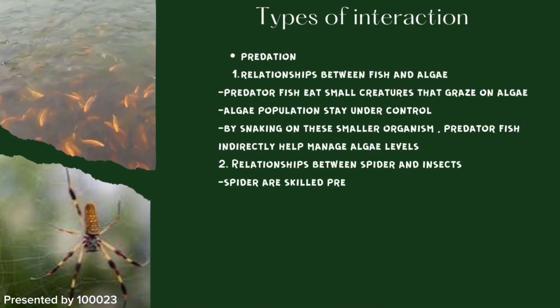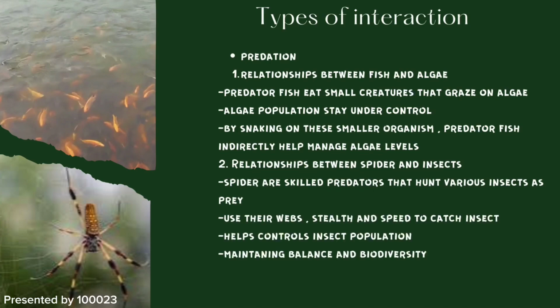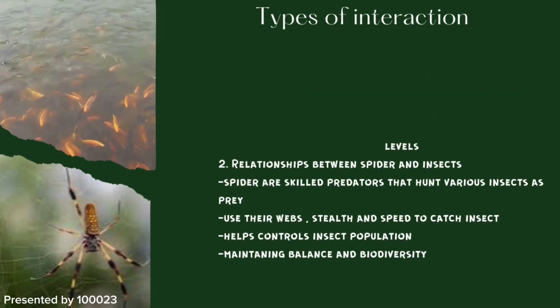For the rainforest ecosystem, the relationship between spiders and insects. Spiders are skilled predators that hunt various insects as prey. They use their webs, stealth, and speed to catch insects for food. This predator relationship helps control insect populations in the ecosystem, maintaining balance and biodiversity.